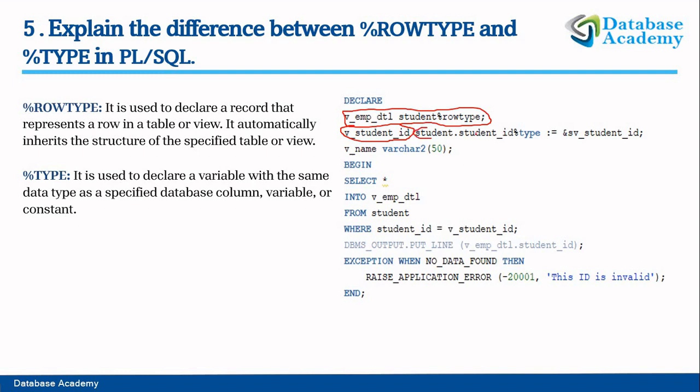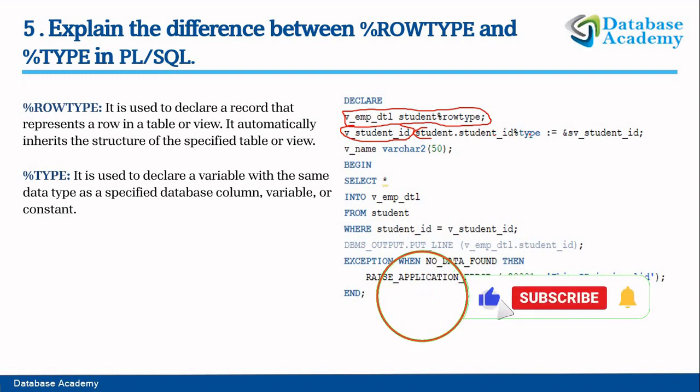So at runtime, whatever the data type of student ID is, it will automatically be assigned to this variable. So instead of hardcoding the data type, like integer or number, we can mention student.student_id%TYPE, and the data type will be automatically assigned to this variable.